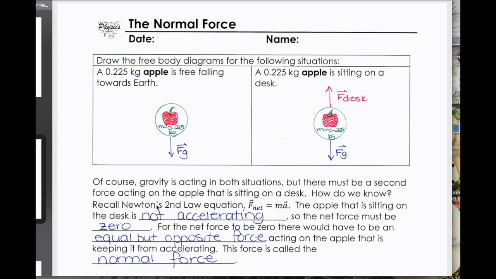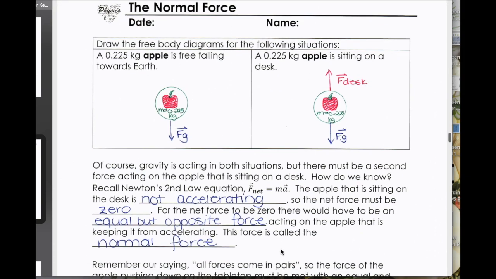Because if you remember from Newton's second law, the equation F equals ma, if our acceleration is 0, that means our net force needs to be 0. So in order to have a net force of 0, if the apple is experiencing the force of gravity in the downward direction, it needs to have an equal but opposite force acting upon the apple in the upward direction. And this force is known as the normal force.